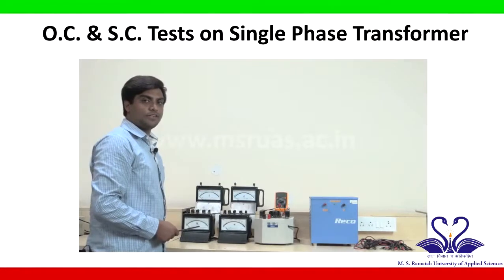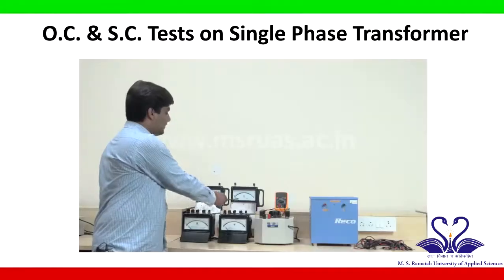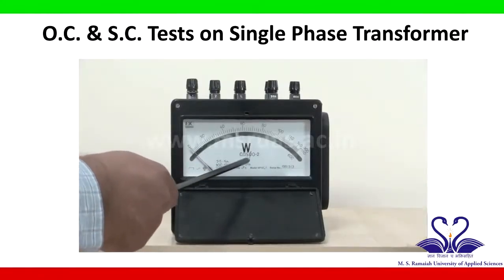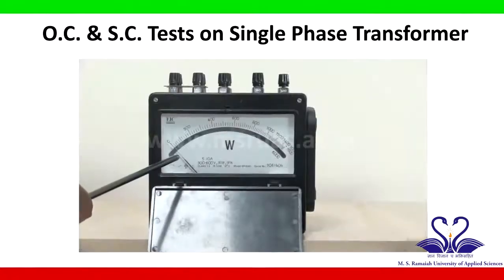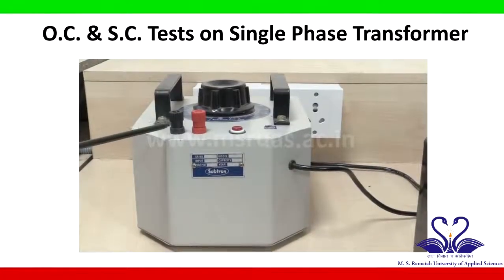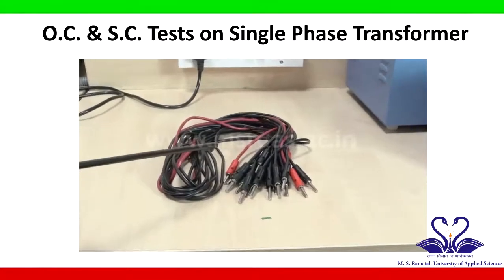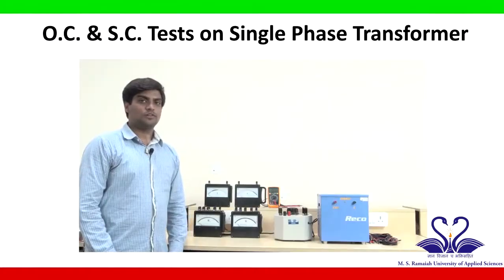Equipments needed to conduct this experiment are voltmeter, ammeter, LPF wattmeter. Cos phi value will be mentioned on LPF wattmeter. Then UPF wattmeter, auto transformer, single phase transformer and connecting wires. This is multimeter. Now let us discuss about the components that are being used to conduct this experiment.